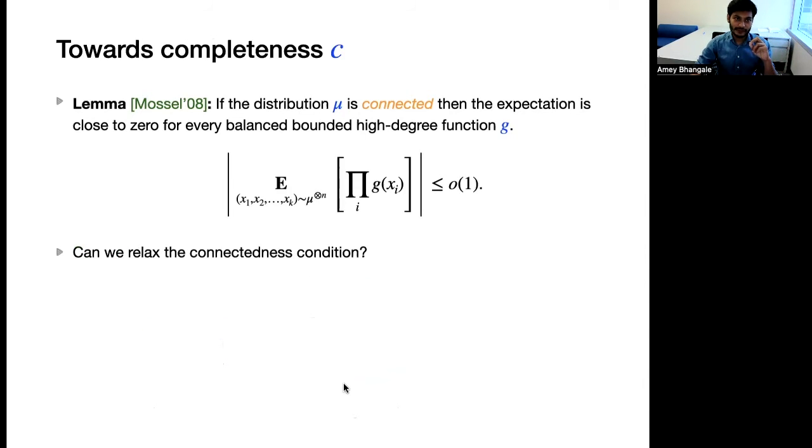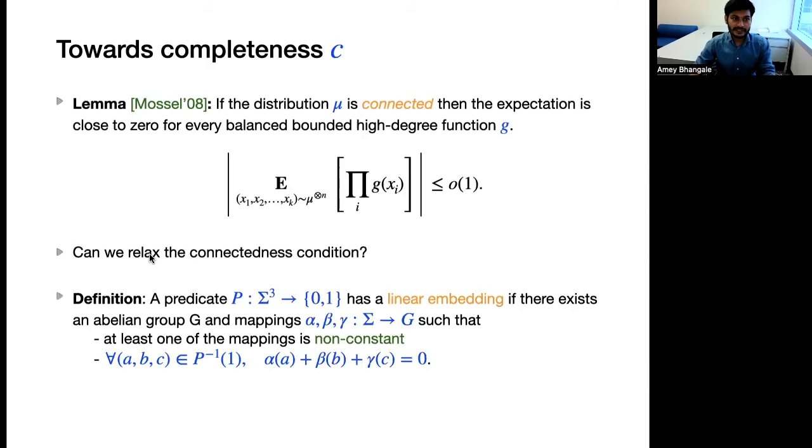And so the question that we try to answer in this paper is, can we relax this connectedness condition and still guarantee the conclusion of this lemma? And if we can do that, then we can get dictatorship tests for predicates without losing the completeness as compared to the SDP value.